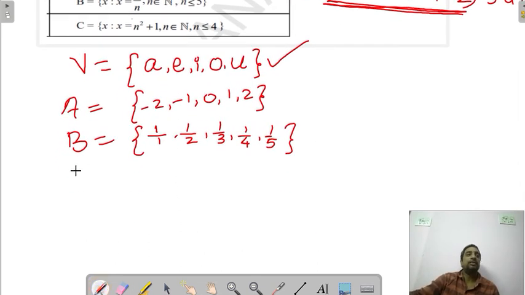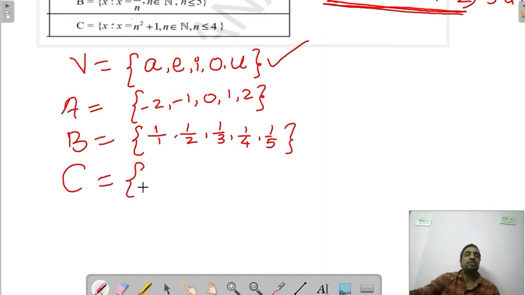Next coming to the next one. What is the next question? C is equal to x such that x is equal to n square plus 1, and n is a natural number, n less than or equal to 4. Means we should use n from 1 to 4. Why from 1? Because n is a natural number, and natural numbers start from 1. Hence 1 to 4.